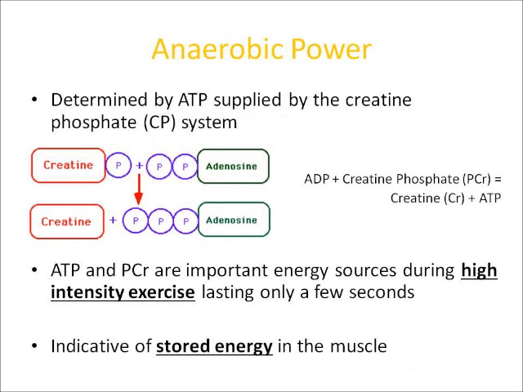Next slide. Anaerobic power is determined by the ATP supplied by the creatine phosphate system. So there's the reaction shown there. Creatine phosphate plus ADP yields ATP. ATP and PCR are important energy sources during high-intensity exercise. So your blank there is high-intensity exercise, lasting only a few seconds. It is indicative of stored energy in the muscle. So your blank there is stored energy.